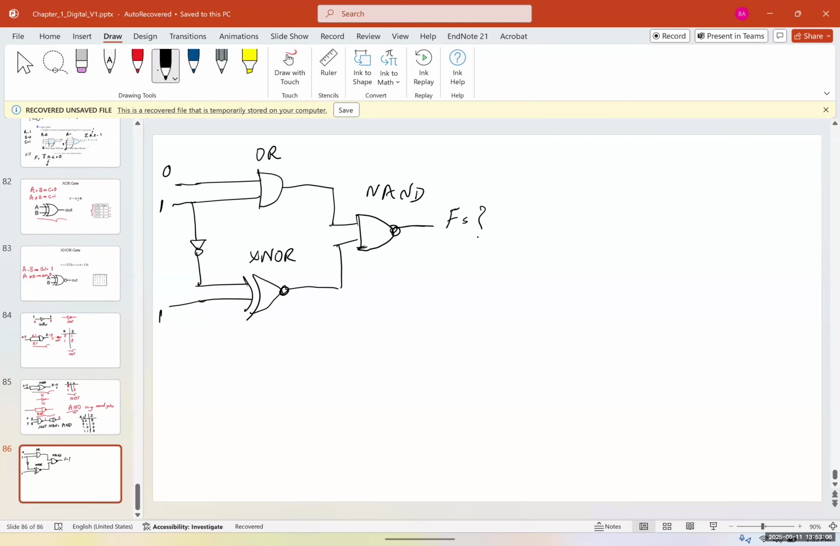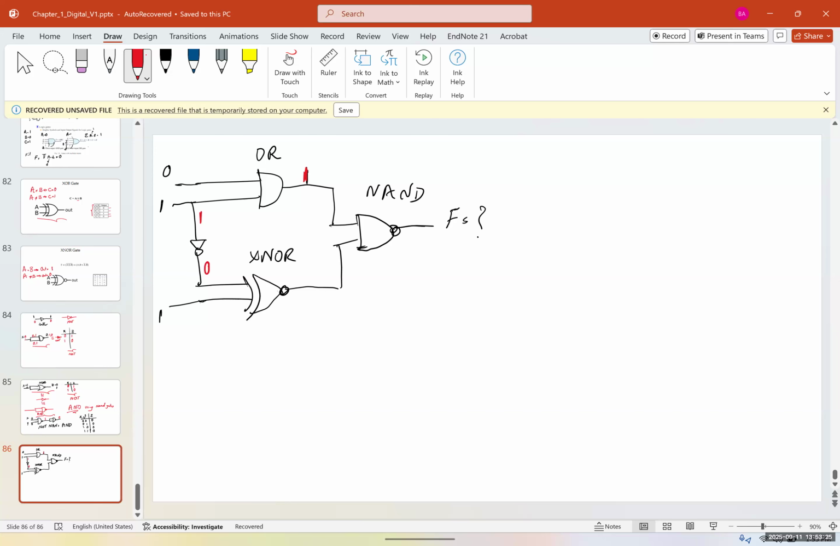What is the answer? 1. Everyone got 1? Yes. Okay, let's check it. So 0 OR with 0 gives us 1. Let me draw it. And this 1 goes through this NOT gate and becomes 0.